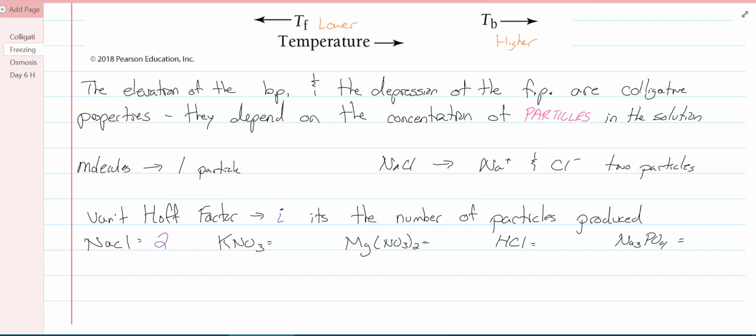But there's going to be a theoretical and an actual, and that's okay. Alright, KNO3, it would be 2 because there's 2 ions. Magnesium nitrate, 3 ions. HCl, 2, it's a strong acid. Sodium phosphate has 4 ions. Alright, so those are the theoretical. All molecules are 1. Sugar, right? Doesn't matter what the sugar. A protein, an amino acid, they're all 1. Weak acids are 1.